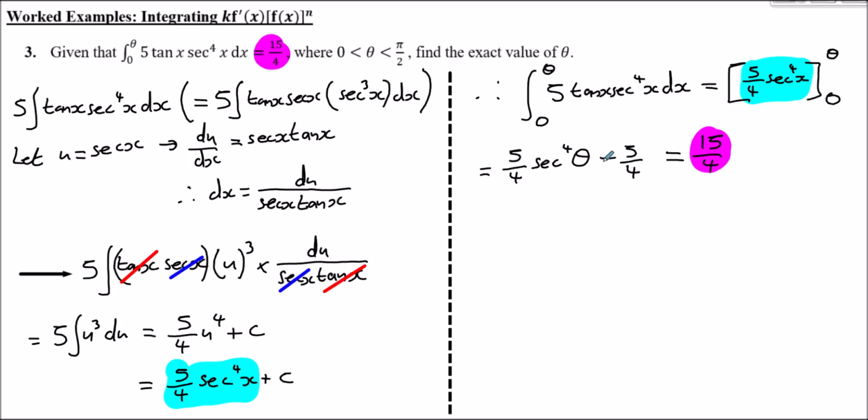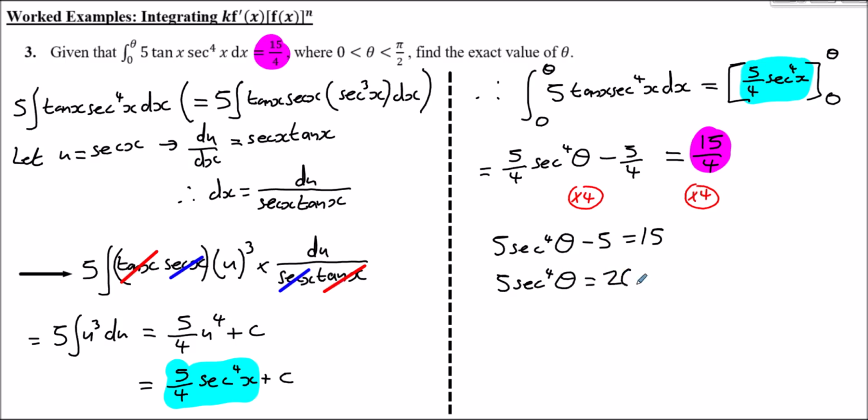So I'm thinking, I don't like these fractions, let's just multiply them by 4. You can do it in different ways. If I just times everything by 4, I'm going to get 5 lots of sec 4 theta minus 5 equals 15. Add 5 to both sides. 5 sec 4 theta is 20. Divide by 5. Sec to the power 4 theta is going to be 4.